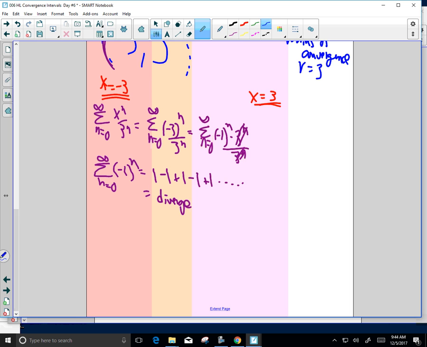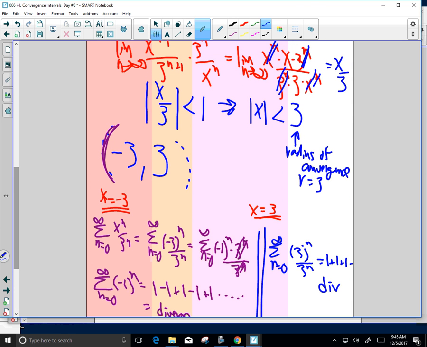You try this next one. Sum as n goes from 0 to infinity, put x equal to 3 this time. 3 to the n over 3 to the n, that's easy. What's it just going to be? 1 plus 1 plus 1. That's going to diverge too. So you're probably asking, do they always diverge? No, they do not. Not always, but they did for these two examples.